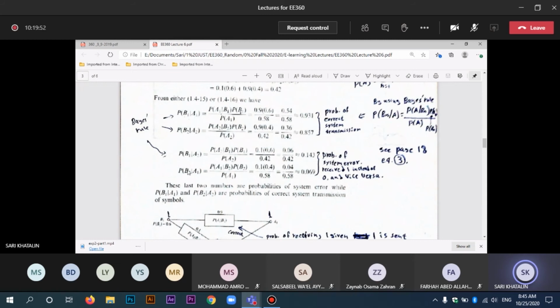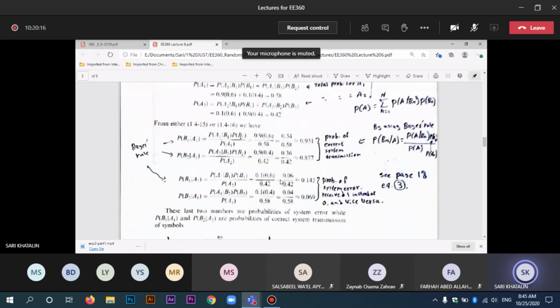Similarly, the probability of B2 given A1, which is the probability of sending 0 and receiving 1 in this case, is close to 7%, which is 6.9% approximately.